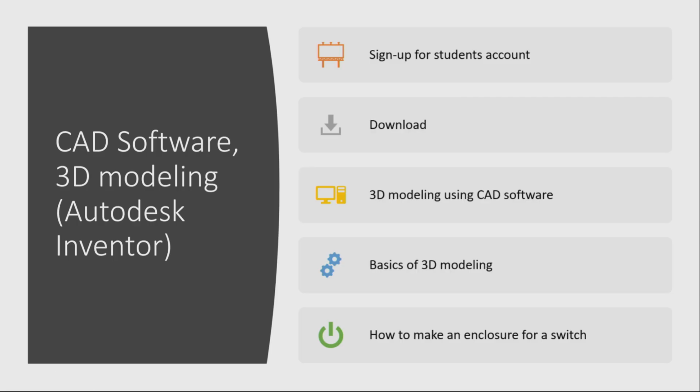So in CAD software 3D model, I will be using Autodesk Inventor software. In Autodesk Inventor software, students can sign up and can get a free license for using the software for 3 years. For that you need an email address, and after signing up you have to download that and install it. So I will be showing basic steps for signing up and download. So after that, how to operate that model in Symbol, and I will show how to make an enclosure.